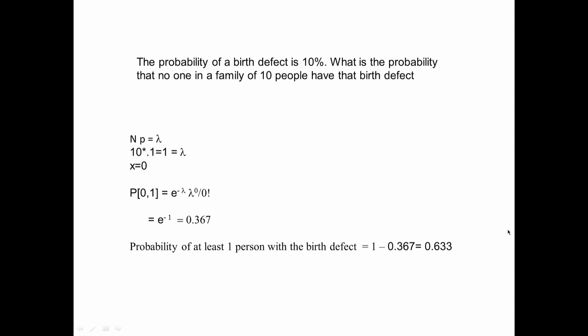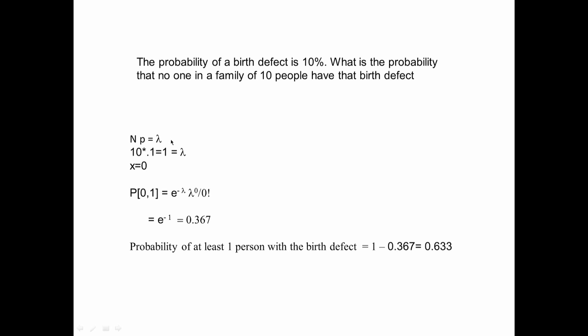Okay, let us look at another problem where Poisson distribution is useful. The probability of a birth defect is 10%. This is data which is maybe collected over a very long period of time. So, what is the probability that no one in a family of 10 people has the birth defect? I have a family in a village, there are 10 people. What is the probability that no one in that family will have this birth defect? So, how do you do this?